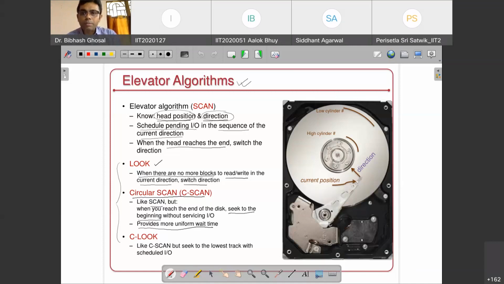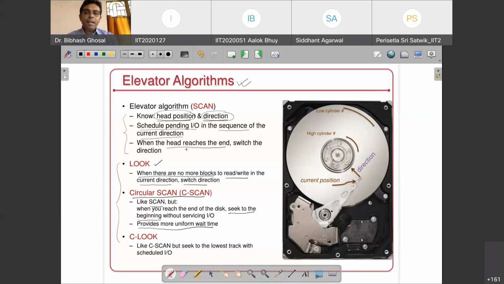Sir, that's clear. I'm asking about the third one, C-look. That's what I'm saying. Look at the look algorithm. It says when there are no more blocks to read, you switch direction. But here you don't switch direction, you go back to the beginning and start. There are two variants: scan and circular scan. Just go through the scan algorithm. When the head reaches the end, you switch the direction. Circular scan, when the head reaches the end, you don't switch direction, you start from the beginning. Look, when there are no more blocks to read or write, then you switch direction.